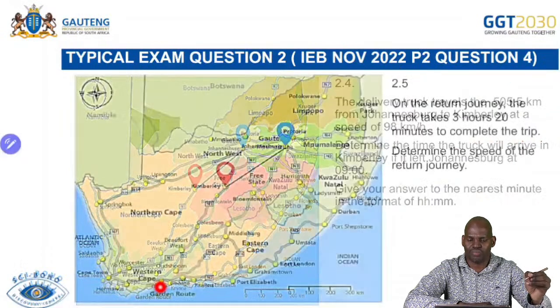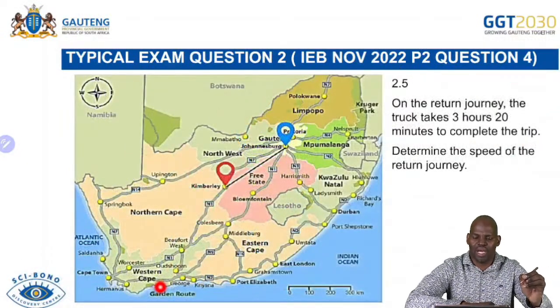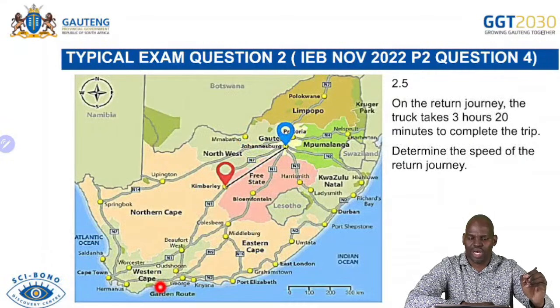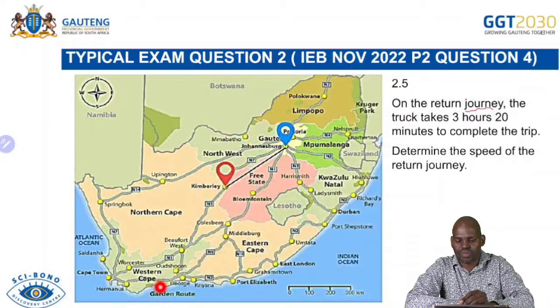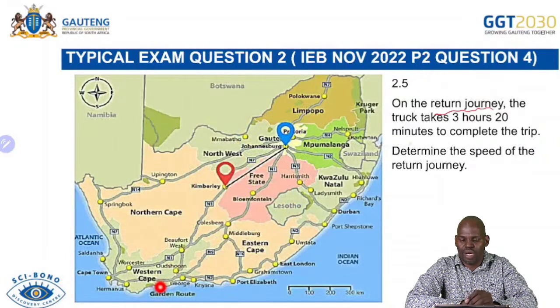So the next question is still on the very same question taken from IAB November 2022. They say on the return journey, the truck takes 3 hours 20 minutes to complete the trip. Determine the speed of the return journey.